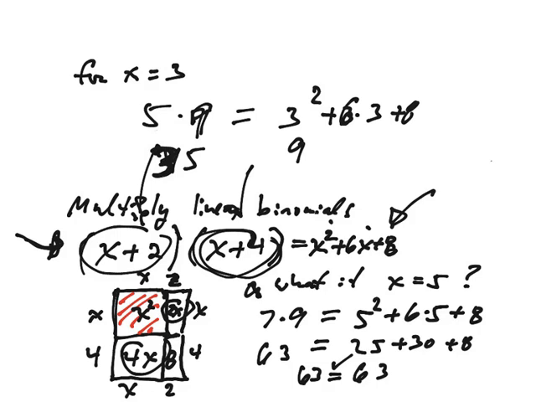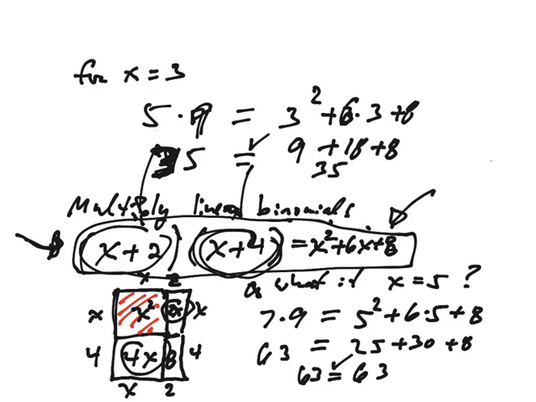See, this is not a scripted video. This is just me musing. 9 plus 18 plus 8 is 27 plus 8, which is 35. So that's what that means. That's a relationship between two expressions.